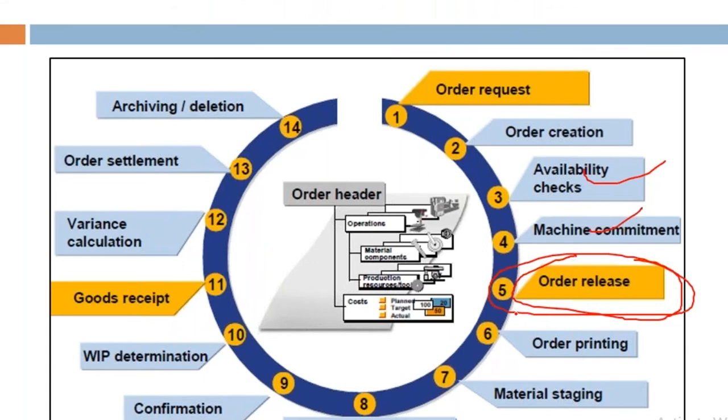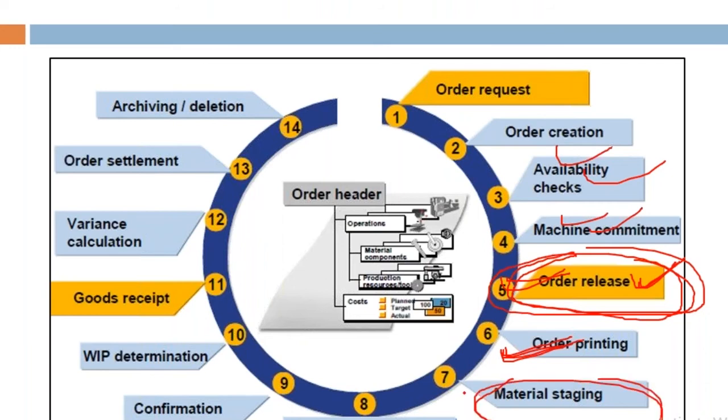If both are available, then they will release the production order. The production order release means you are telling the production department, you can now start the production. Everything is available. You can go ahead with the production. So we will see in the system how to release this production order. What are the different methods of releasing the production order? How to release manually, automatically, collectively, all those things we will discuss.